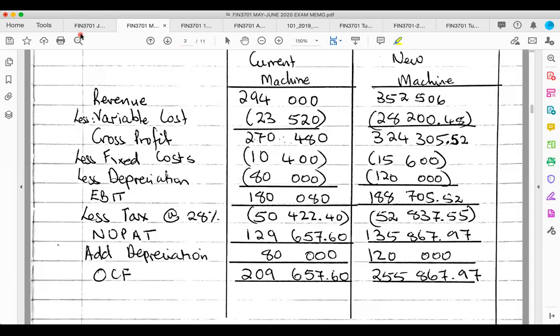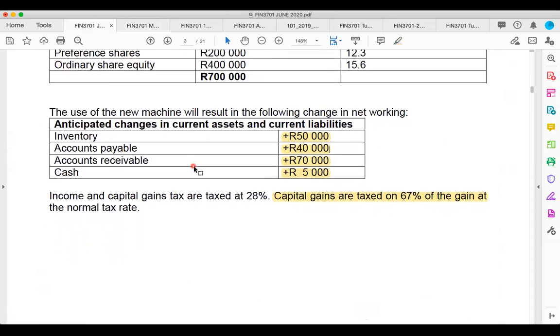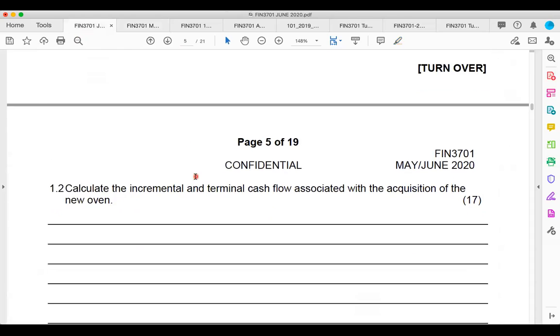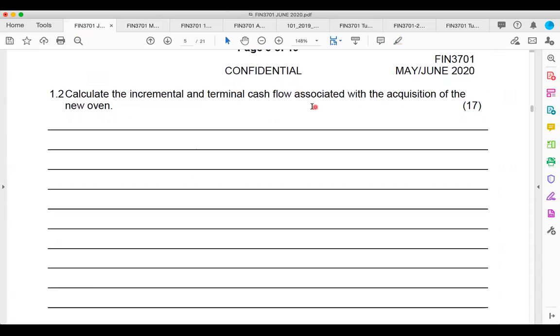The next part of the question asks you to calculate the incremental and terminal cash flow associated with the acquisition of the new oven.